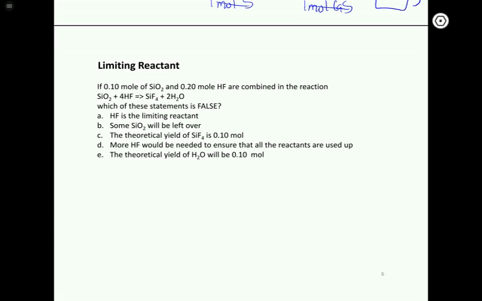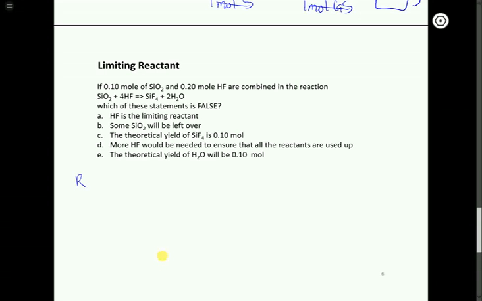We have 5 statements here. We have to determine which one is false. So we're going to have to go through each of them and address them one by one. So the first one deals with the limiting reactant. HF is a limiting reactant. So to find the limiting reactant, we have to determine the stoichiometric ratios. Again, that's the way I like to do it anyway.